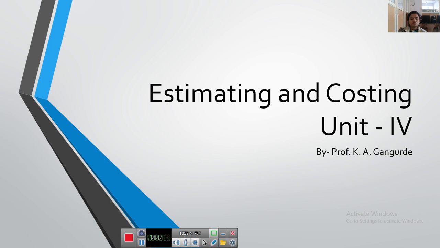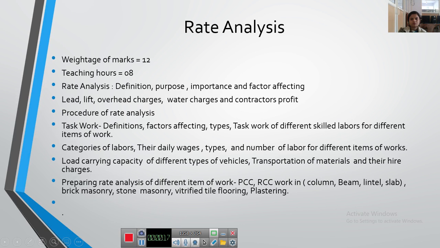Okay, so let's start rate analysis. First, we will discuss the content of the unit. Remember, this will be asked for 12 marks. Teaching hours allotted for this unit is 8 hours.